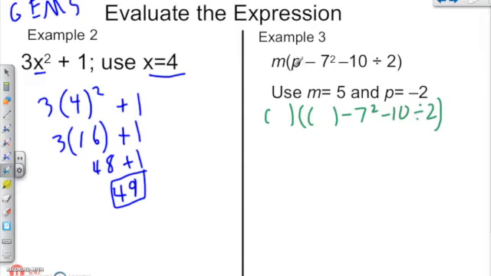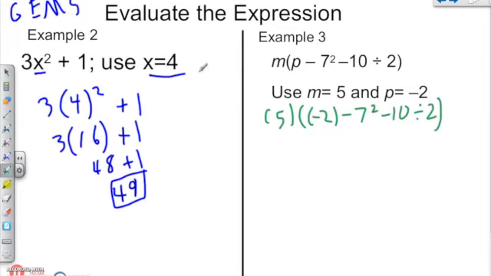We don't have an equal sign, so it's an expression. Now where M was, I'm going to plug in 5. And where P was, I'm going to plug in -2. Now it's important that you keep that negative with it, otherwise it's going to throw off our whole answer.